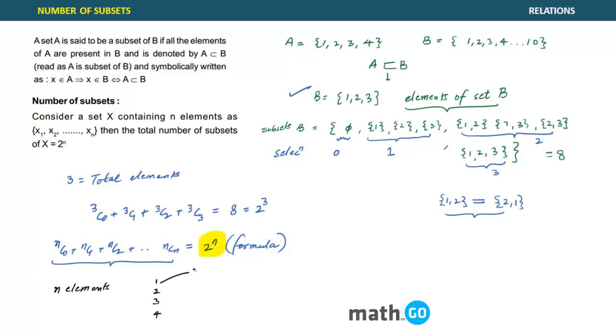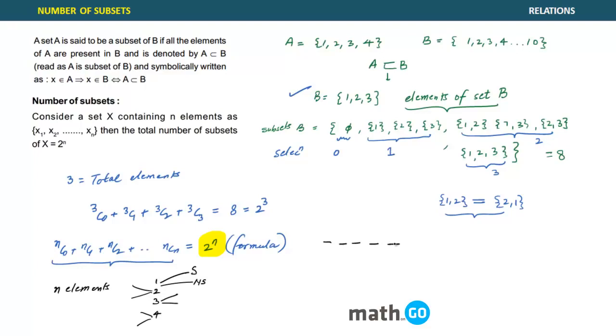So one has two options. Either it could be selected or it could not be selected. Same is the case with 2, that it could be selected, not selected in any of these subsets. 3 also has two options, selected, not selected. 4 also has two options. So there are n elements.